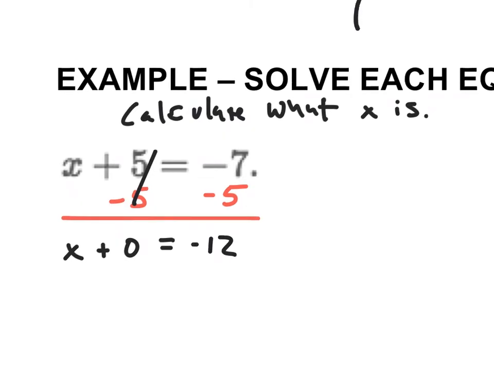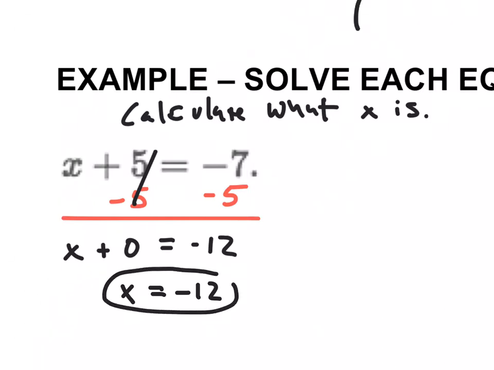Okay, now if I do x plus 0, some number plus 0, that's just going to give me x. And it's going to stay as x. And x is going to equal negative 12. Okay, so what I've done is I've solved for x. And the goal is to get this down to x equals some number.